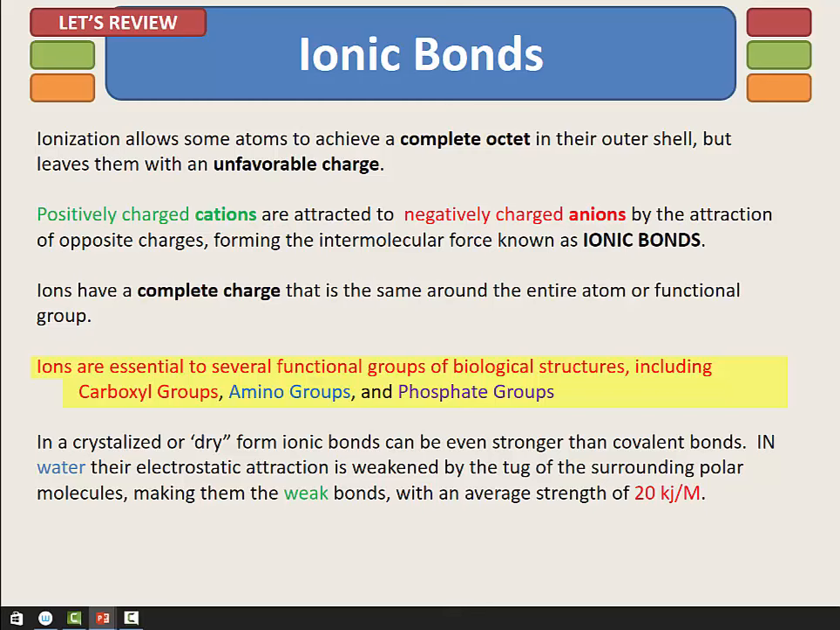Ions are essential to several functional groups of biological structures, including carboxyl groups, amino groups, and phosphate groups. In a crystallized or dry form, ionic bonds can be even stronger than covalent bonds. In water, their electrostatic attraction is weakened by the tug of the surrounding polar molecules, making them the weak bonds, with an average strength of 20 kilojoules per mole.